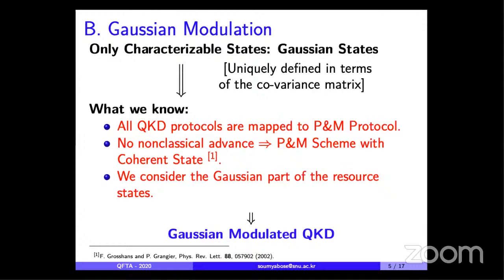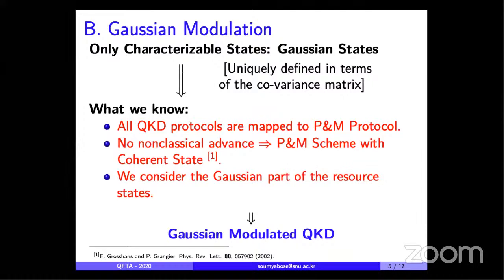But there is a result by Grosshans. They showed that if you are following a prepare and measure scheme, then non-classicality doesn't help. It doesn't give you anything new. So essentially, everything boils down to a prepare and measure scheme in terms of coherent state. Later we will see entanglement based and all other higher order protocols could be mapped to a prepare and measure scheme. And since we know only the Gaussian part, even if we go for the higher order protocols, we essentially consider the Gaussian part of any resource.